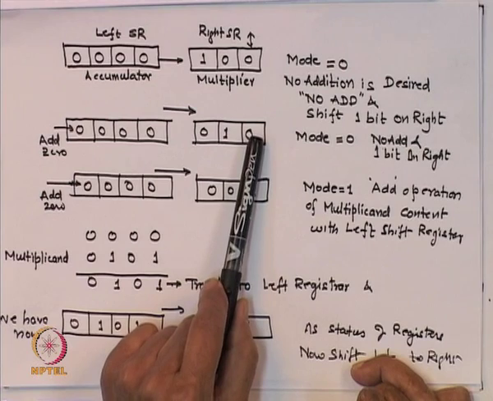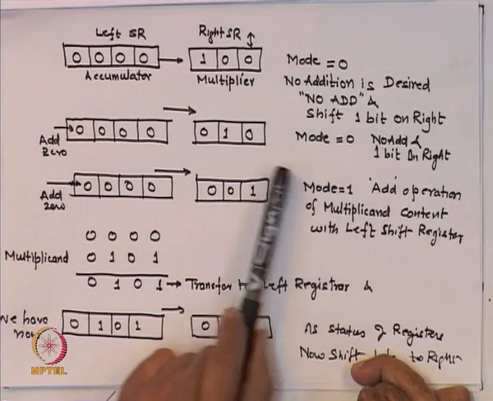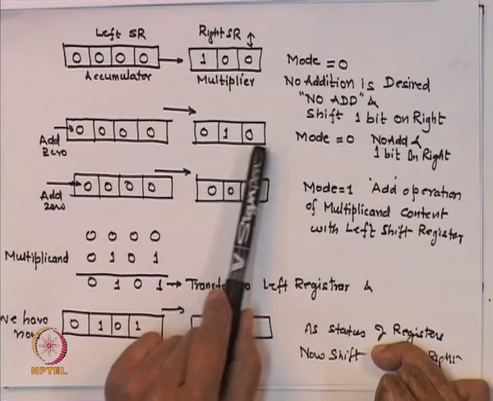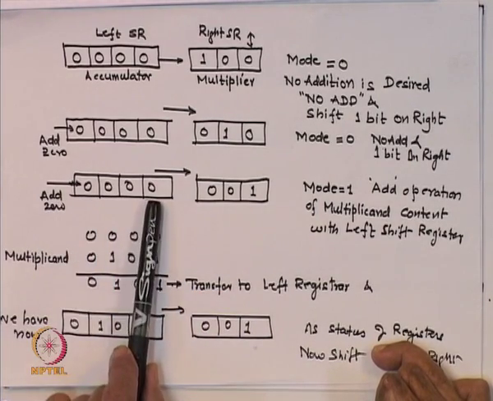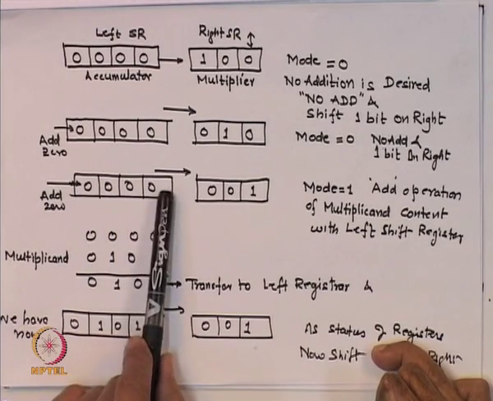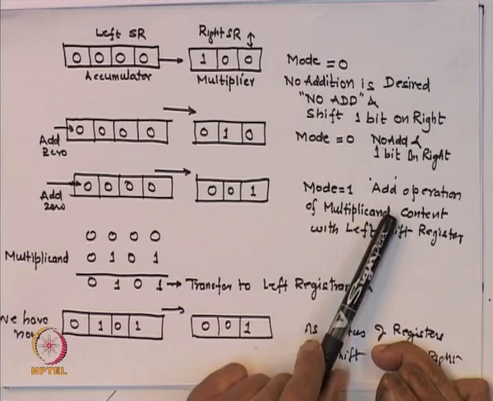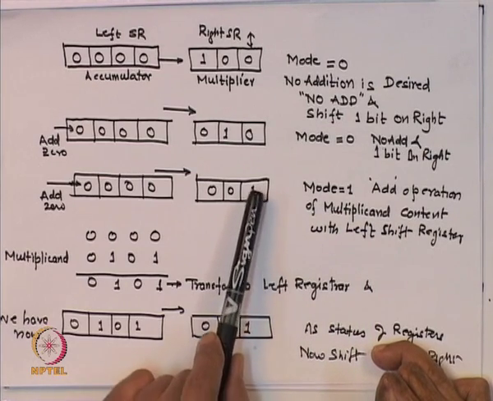Since the mode control signal, which is fed to the parallel adder mode control, is still 0, there is still no add operation required, but we still have to shift this data. So, we do another shift operation once again. So, you have 4 zeros again and 001, but now mode is 1. So, since mode is 1, the mode control signal 1 will start the adder operation.